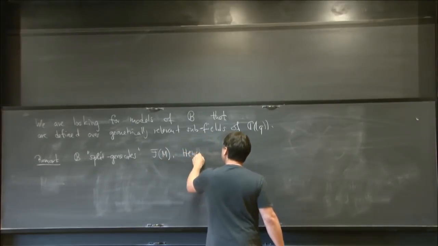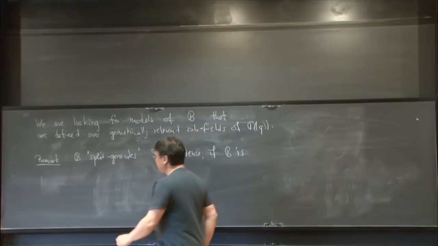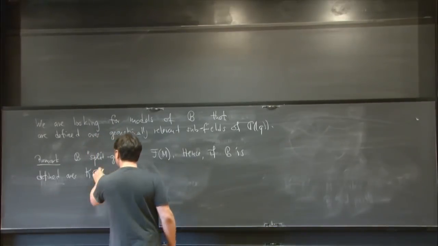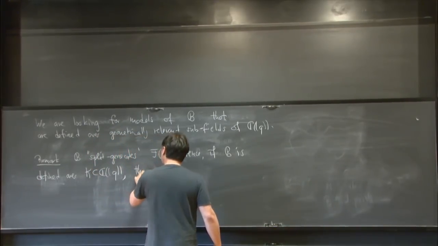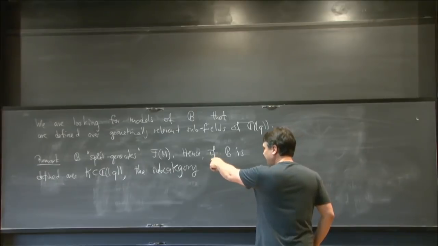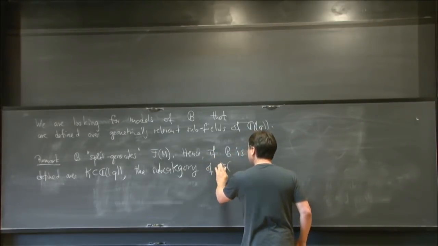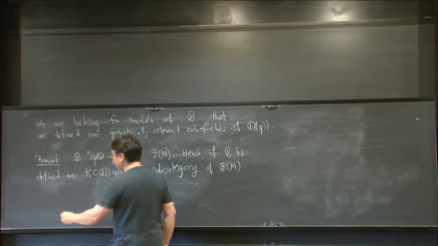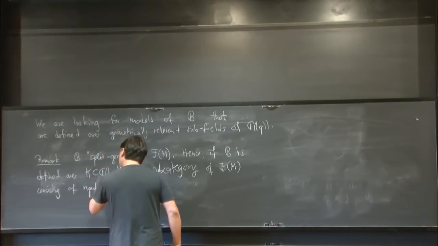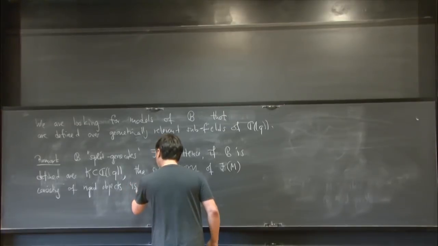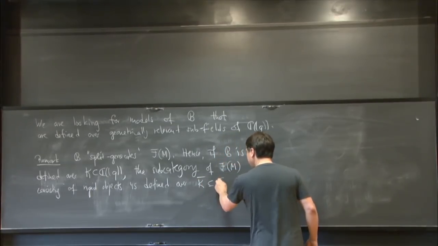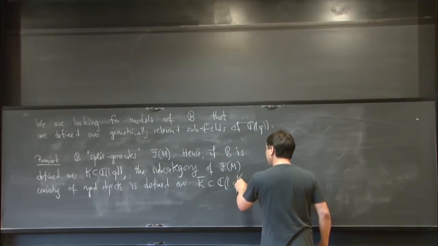And then the statement: hence, if B is defined over some subfield K, it's not true, because again there's this issue with points and so on, but the subcategory of F(M) consisting of rigid objects, so objects that do not admit any infinitesimal deformations, is defined over the algebraic closure K bar, inside C, Q times 1 over N.